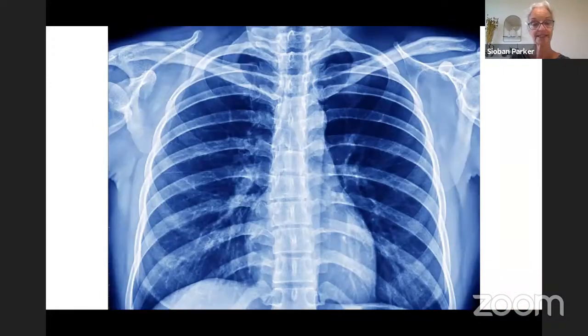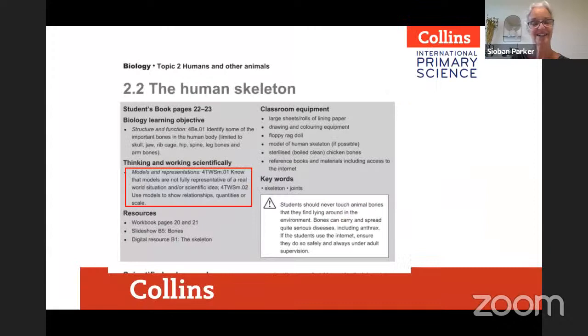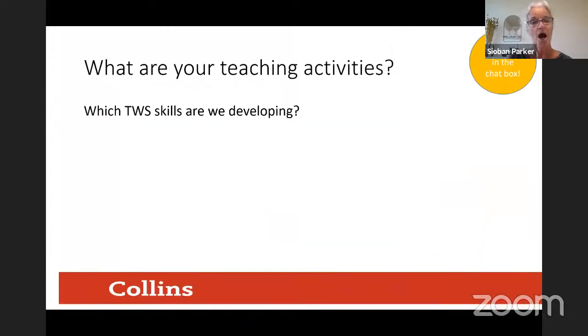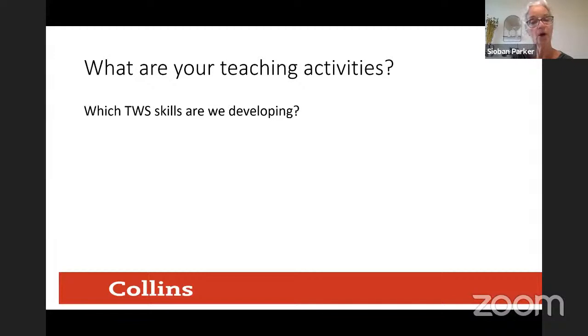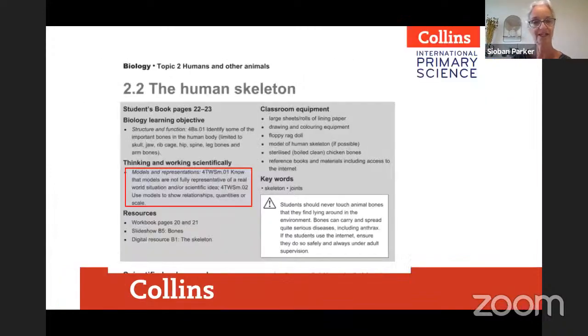Okay, so this lesson is talking about the skeleton, and it's from stage 4. Now, I was thinking about our thinking and working scientifically skills here. You have probably seen that lesson walkthrough at speed already, but which TWS skill do you think we are developing in this particular lesson on the skeleton? Oops, gave you the answer.